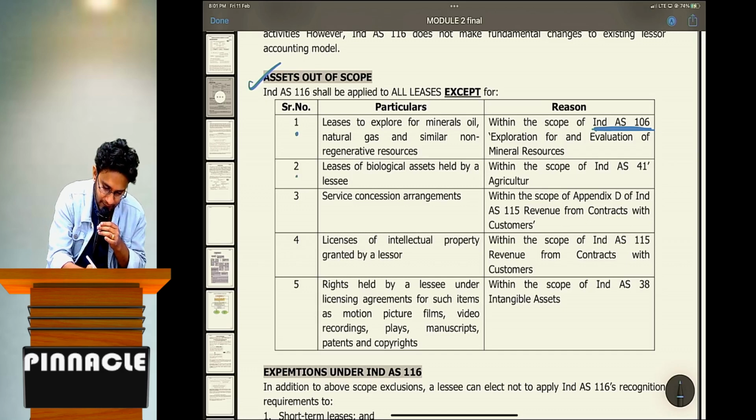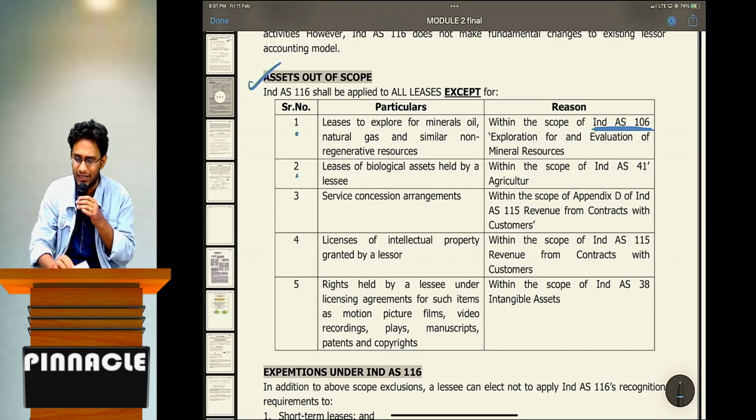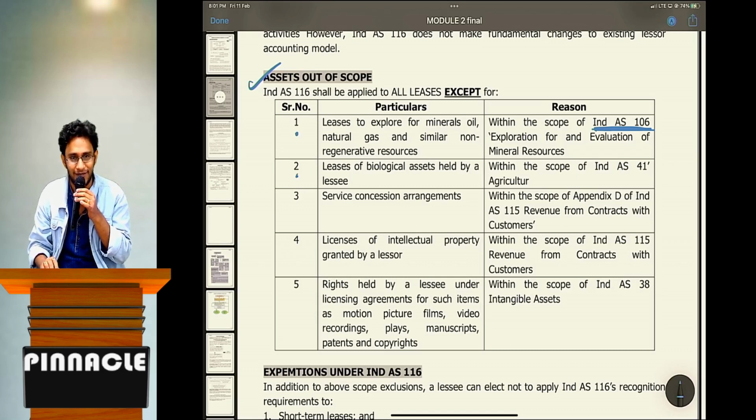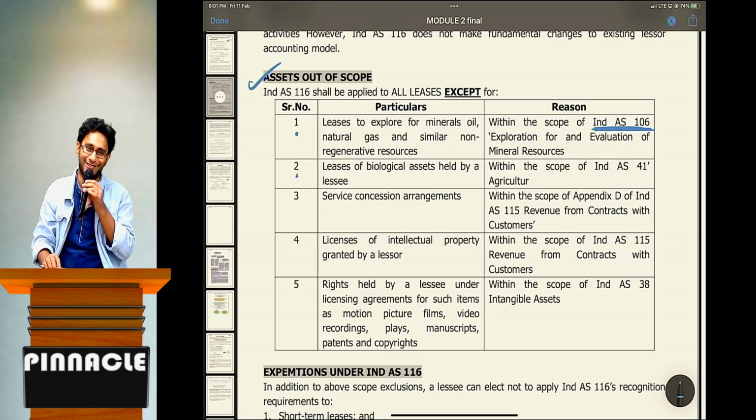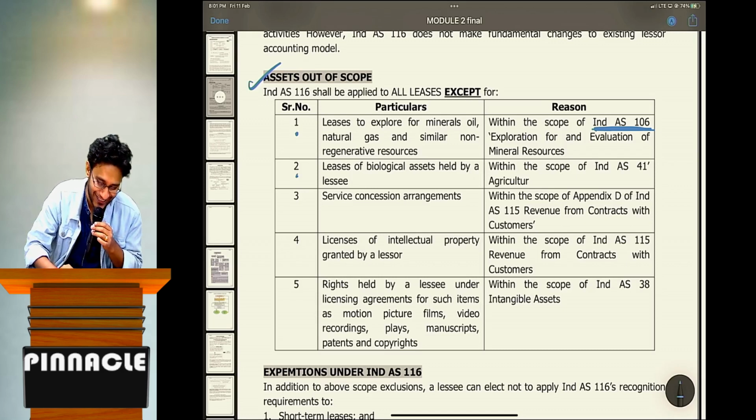Next, leases is going through some amendments, sir. After some amendments, it will come. Try to pass before that. That's the only guidance I can tell you.